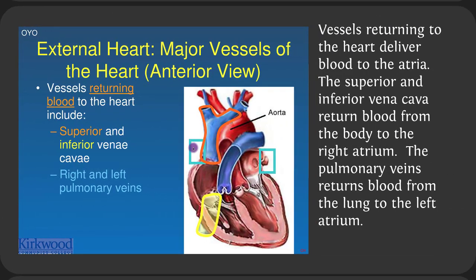Vessels returning to the heart deliver blood to the atria. The superior vena cava, outlined in orange, returns blood from above the heart. The inferior vena cava, here in yellow and kind of tucked in behind, returns blood from the lower extremities, regions below the heart. The pulmonary veins, kind of hidden here, but right here, there's 4 of them, return blood from the lungs to the left atrium.